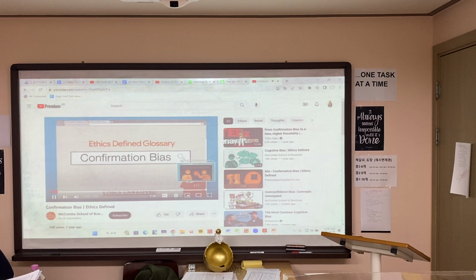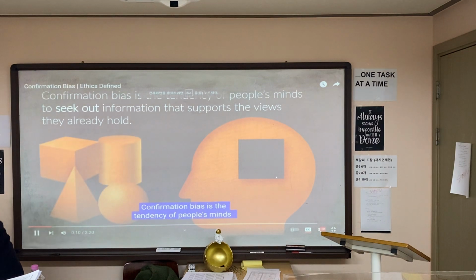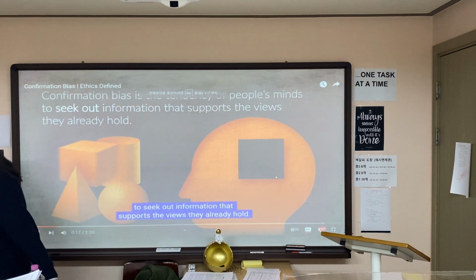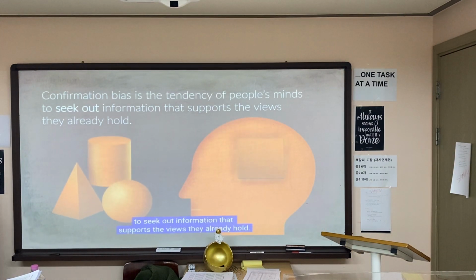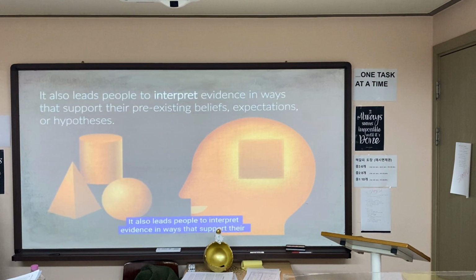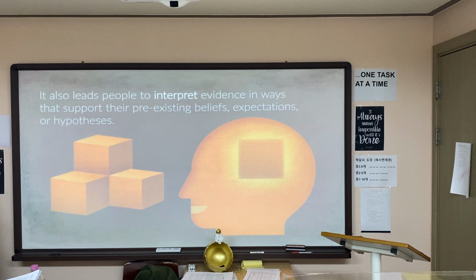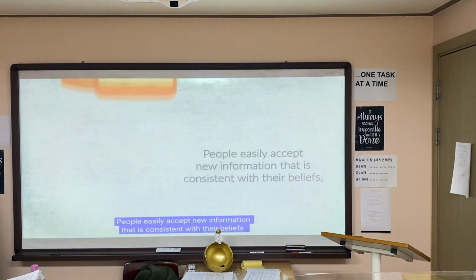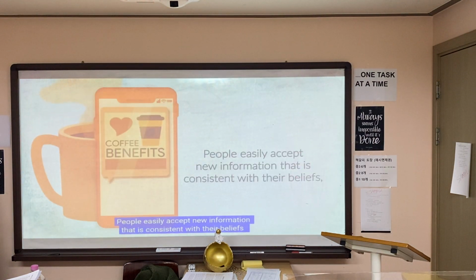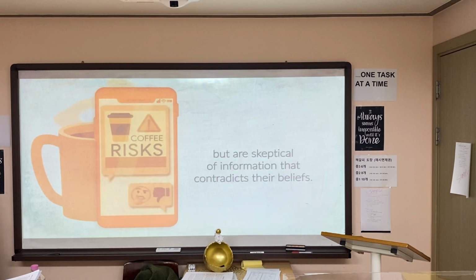Confirmation bias. Confirmation bias is the tendency of people's minds to seek out information that supports the views they already hold. It also leads people to interpret evidence in ways that support their pre-existing beliefs, expectations, or hypotheses. People easily accept new information that is consistent with their beliefs, but are skeptical of information that contradicts their beliefs.